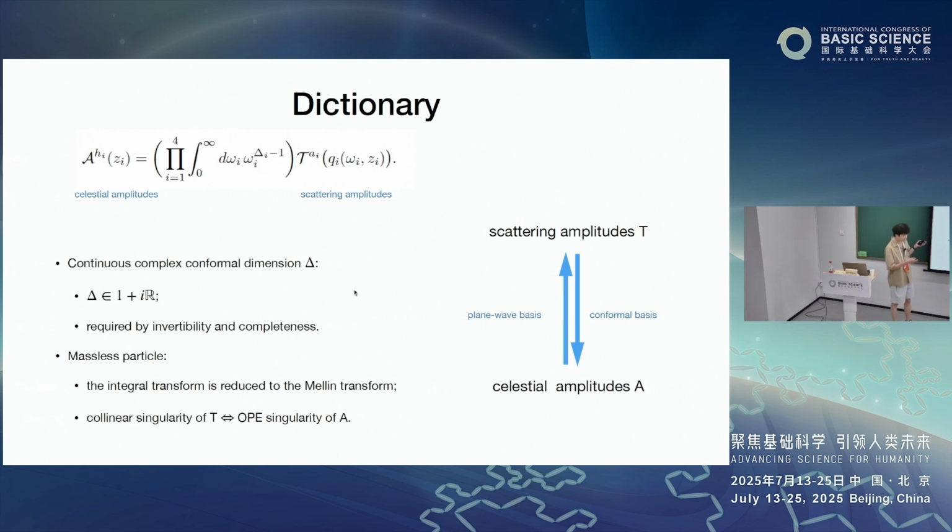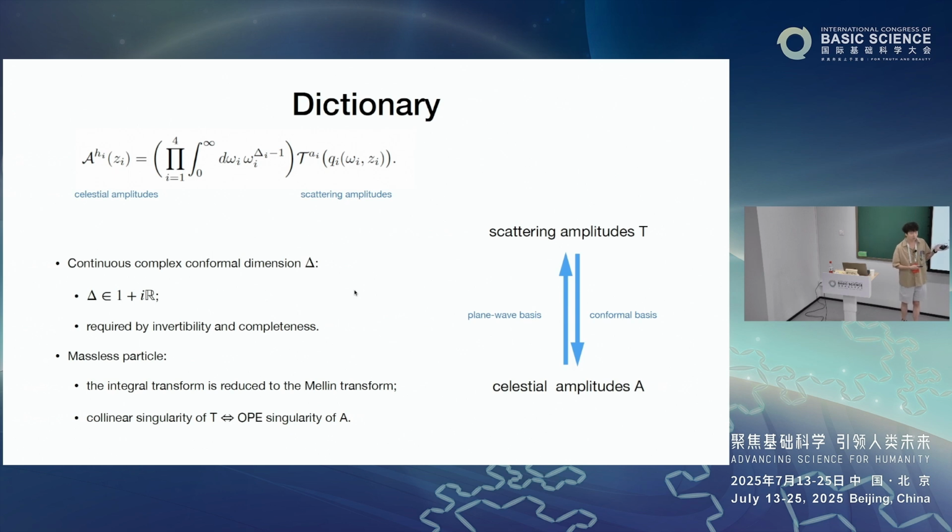However, we know the full symmetry is Poincaré symmetry, which also contains the Lorentz symmetry. Then it's natural to ask, could we find a set of bases which manifests the Lorentz symmetry? The answer is yes. And this basis is the so-called conformal basis, because the Lorentz group is isomorphic to the Euclidean conformal group. That's why we call this basis the conformal primary basis. In terms of this basis, it manifests the Lorentz symmetry.